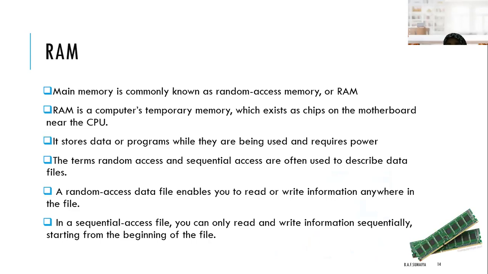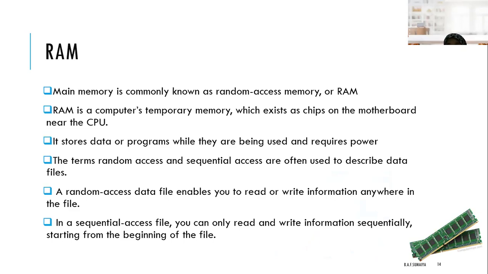RAM. Main memory is commonly known as random access memory or RAM. RAM is a computer's temporary memory, which exists as chips on the motherboard near the CPU. It stores the data of programs while they are being used and requires power.